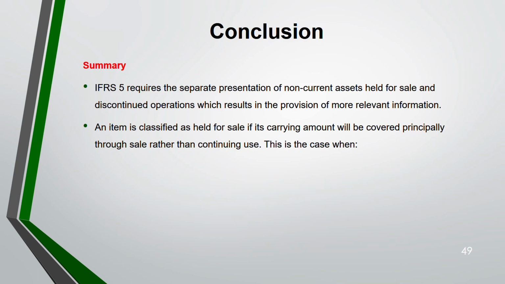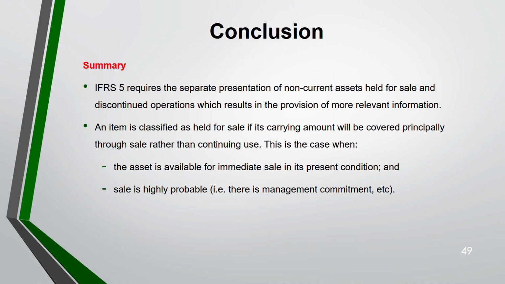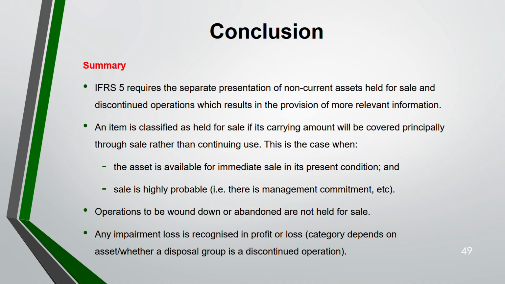An item is held for sale if its carrying amount will be recovered through sale rather than its continuing use. This is the case when the asset is available for immediate sale in its present condition and sale is highly probable. Options to wind down or abandon are not held for sale. Any impairment loss will be recognized in profit and loss, and the category where your impairment loss will be recognized depends on the asset which is discontinued.